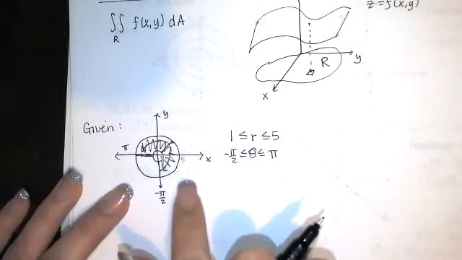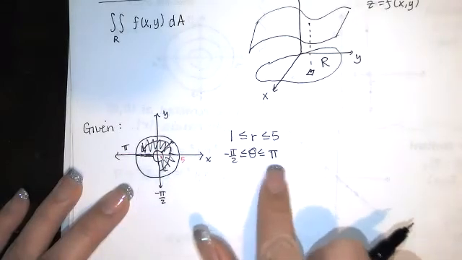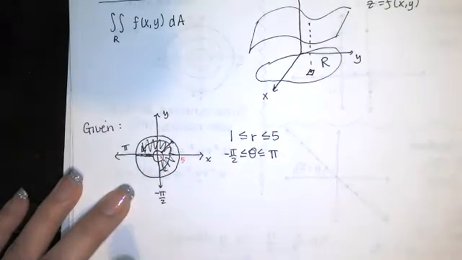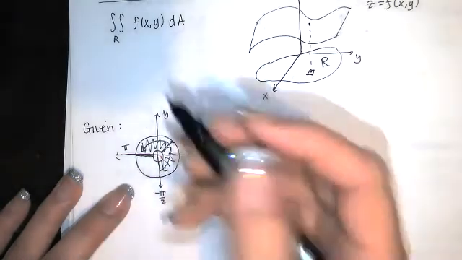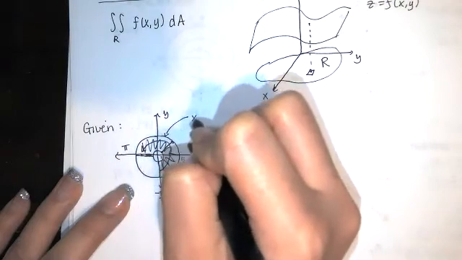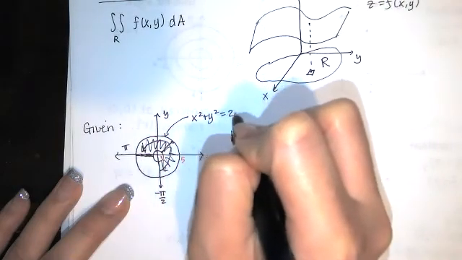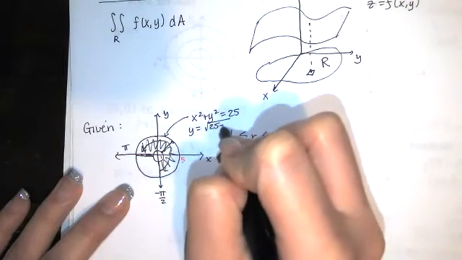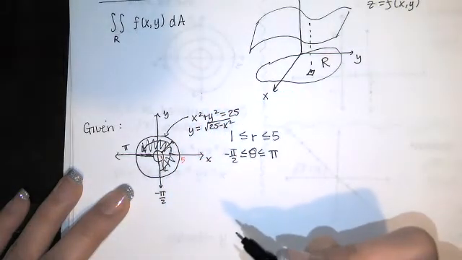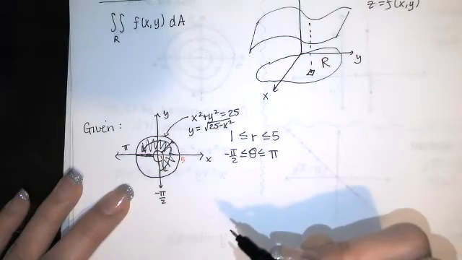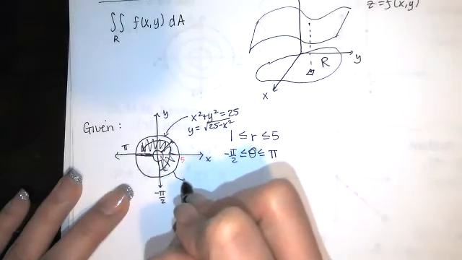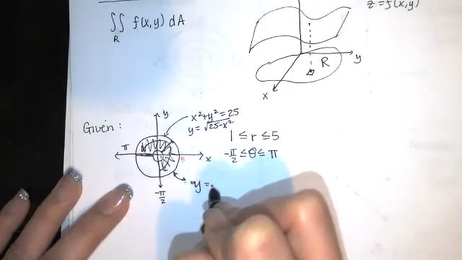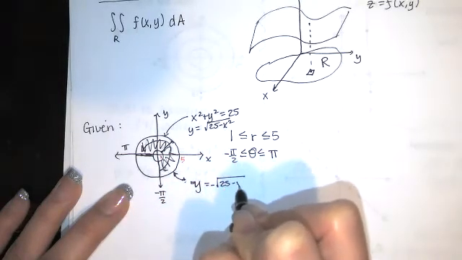This is much more easily described this way, which gives us constant values for r and theta, than in rectangular coordinates. In rectangular coordinates, the equation of this circle is x squared plus y squared equals 25. And so if I have to solve for y, the top half of the circle is the positive square root of 25 minus x squared. The bottom half of that circle is the negative square root of 25 minus x squared.